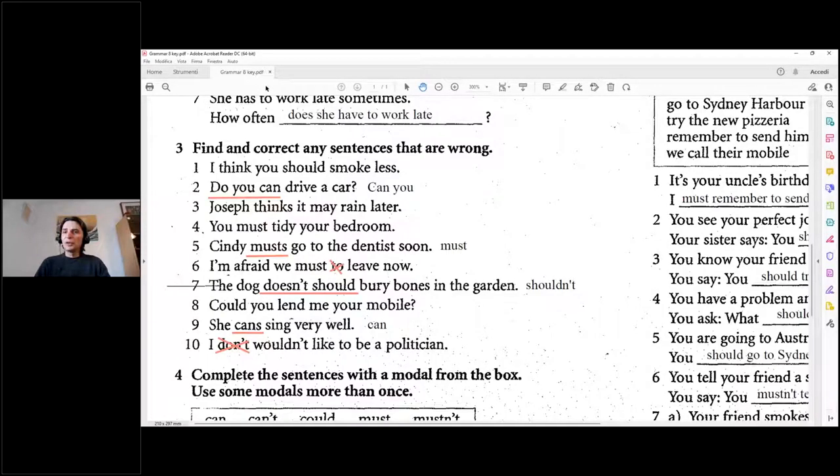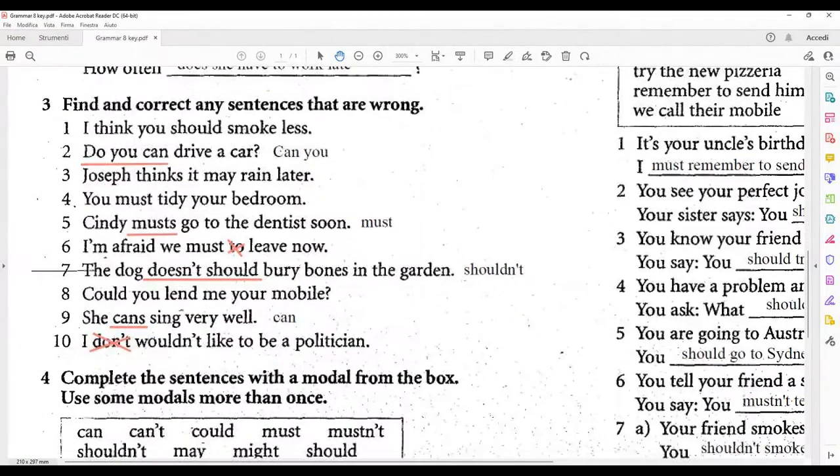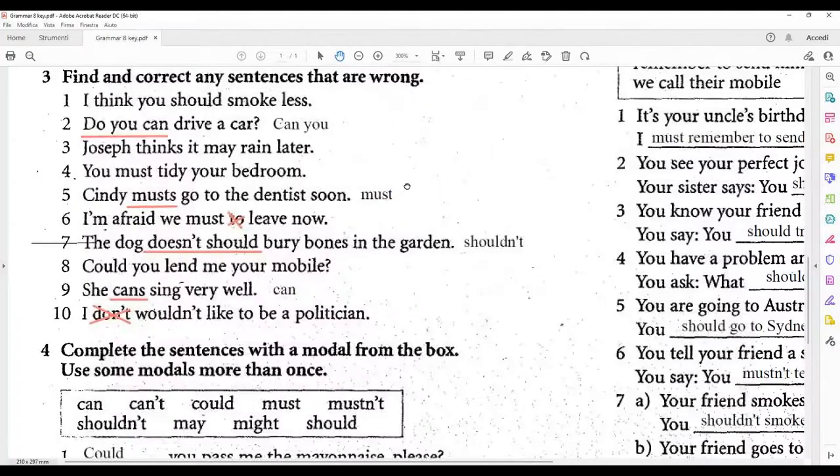Let me turn this off real quick. Okay, number 3. Find and correct any sentences that are wrong. I think you should smoke less. Do you can drive a car? No. Can you drive a car? Remember, can does not use do. Can you drive a car?